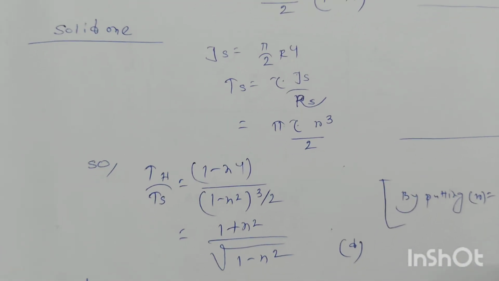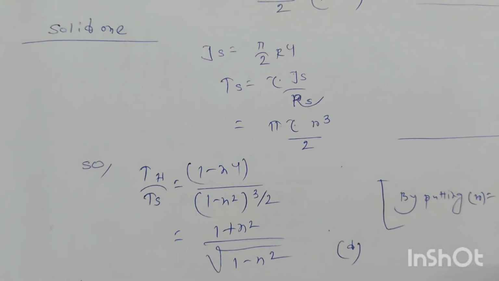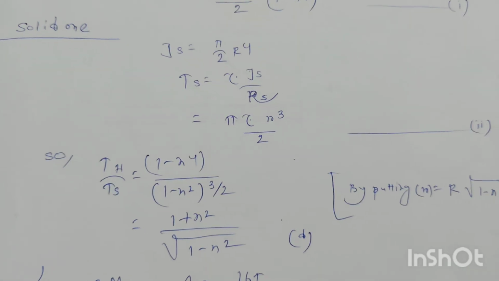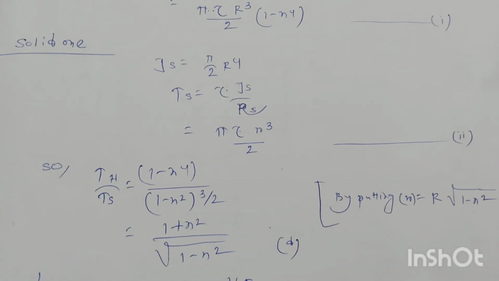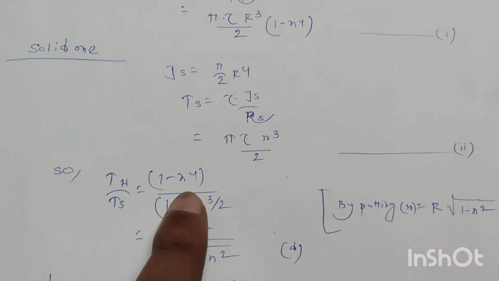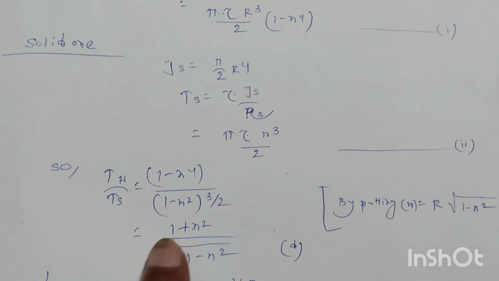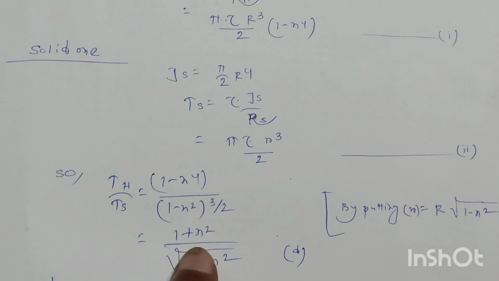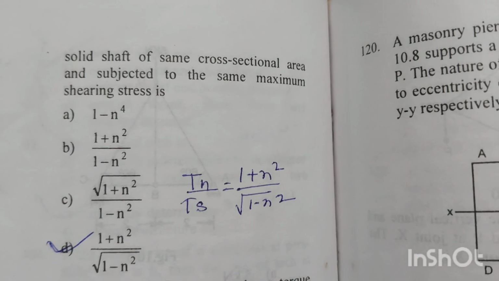So if we take the ratio Th, torque of the hollow shaft, divided by Ts, torque of the circular solid shaft, then we will get the ratio by putting the value of small r equal to capital R into root over of 1 minus n square. We will get the ratio equal to 1 minus n to the power 4 divided by 1 minus n square into 3 by 2. And if we simplify, the ratio will be equal to 1 plus n square divided by root over of 1 minus n square. Option D is the right answer.